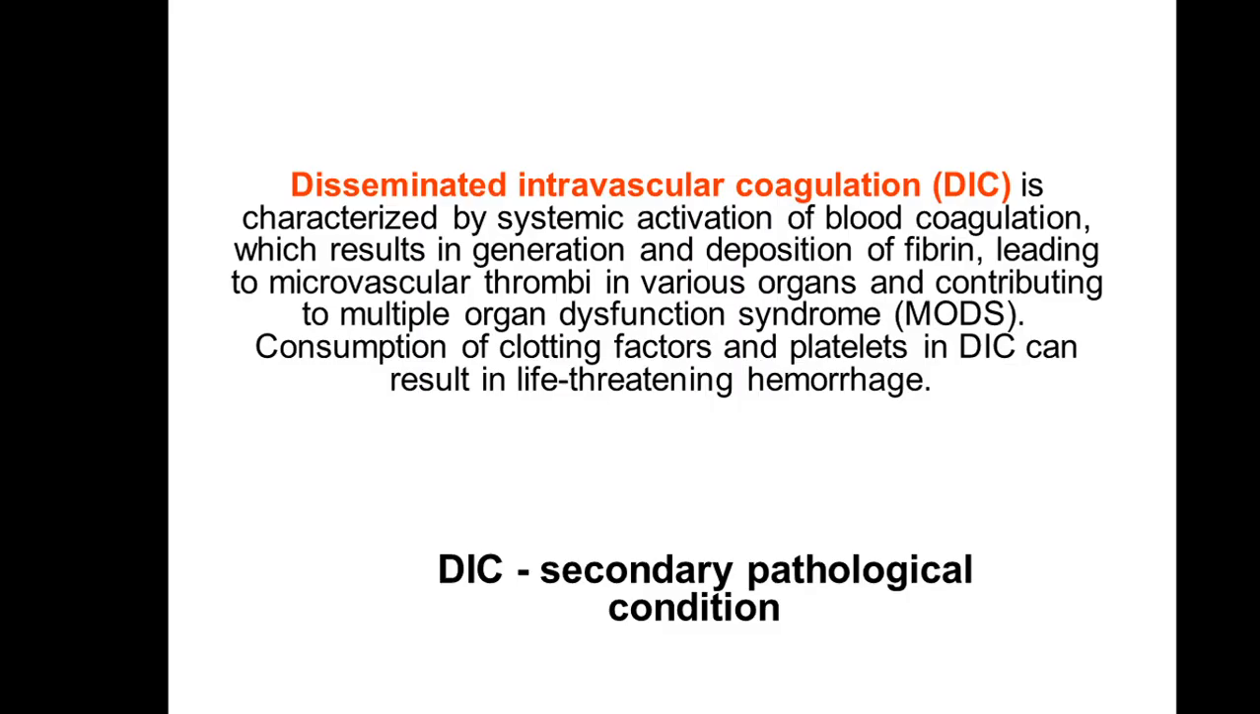Next is disseminated intravascular coagulation, which is characterized by systemic activation of blood coagulation, which results in generation and deposition of fibrin, leading to microvascular thrombi in various organs and contributing to multiple organ dysfunction syndrome. Consumption of clotting factors and platelets in disseminated intravascular coagulation can result in life-threatening hemorrhages.